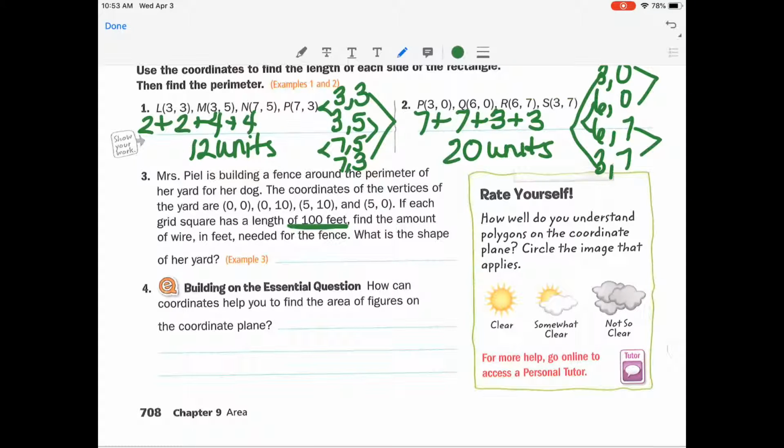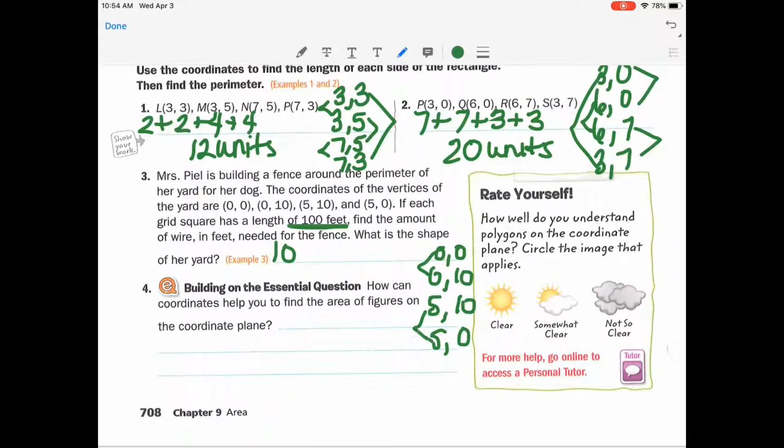Okay, so we're going to first start with the first question, and we're going to do 0, 0. So let's just line these all up and let's get our perimeter. 0, 10, 5, 10, and 5, 0. So let's take a look at the x coordinates that are the same, 0, 0, which means I'm going to take 10 minus 0, which is 10.